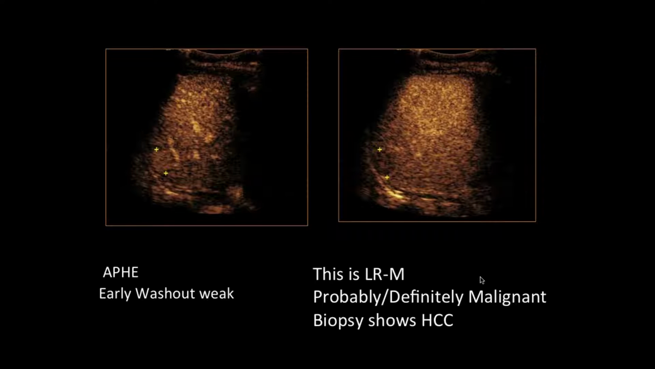So the early washout, as I've said, we only need one of our criteria. We classify this as LRM, as a lesion that's probably or definitely malignant, not specific for HCC, but we perform biopsy, and this confirms that this is, in fact, a well-differentiated hepatocellular carcinoma.